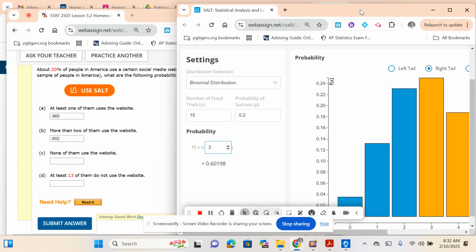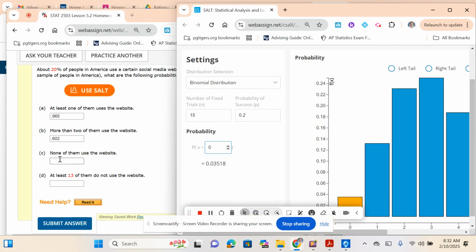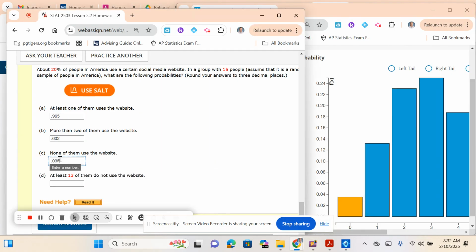None of them use the website. Is that left tail, right tail, or equal? Equal, because none of them using the website means that 0 use it. At 15 trials, still the same probability, it's equal to 0. You also could have hovered over this bar, 0.035. The graph could help you as well. 0.035.